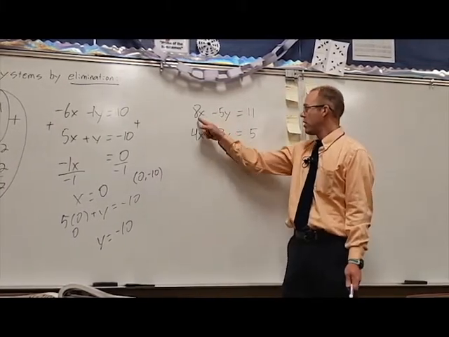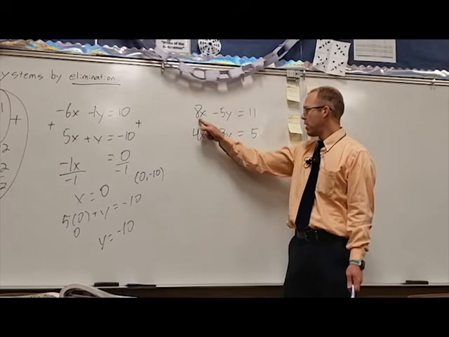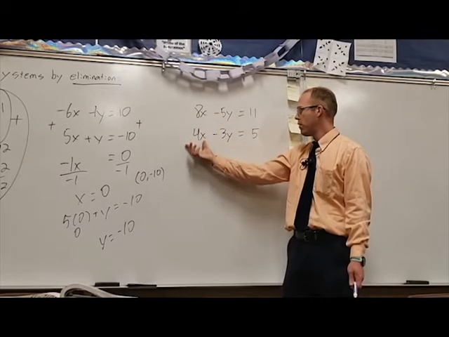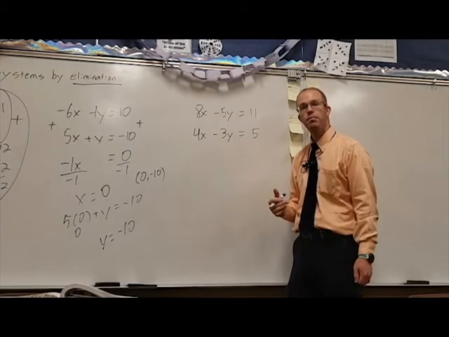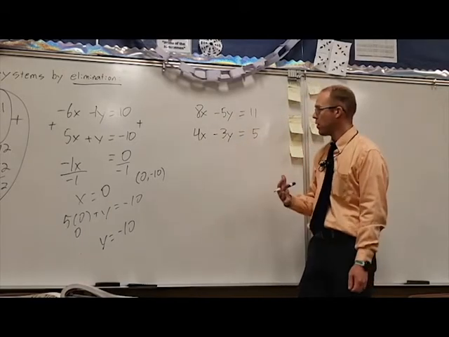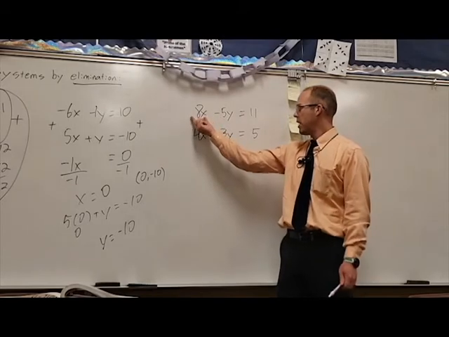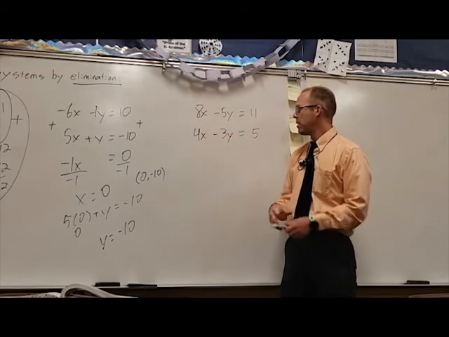Right here, you'll notice that none of these variables match up with their coefficients. There's an 8 and a 4, which aren't the same. There's a negative 5 and a negative 3, which aren't the same. So we've got to adjust this one. And I'm going to pick the x's because 8 and 4 are easy to manipulate together.